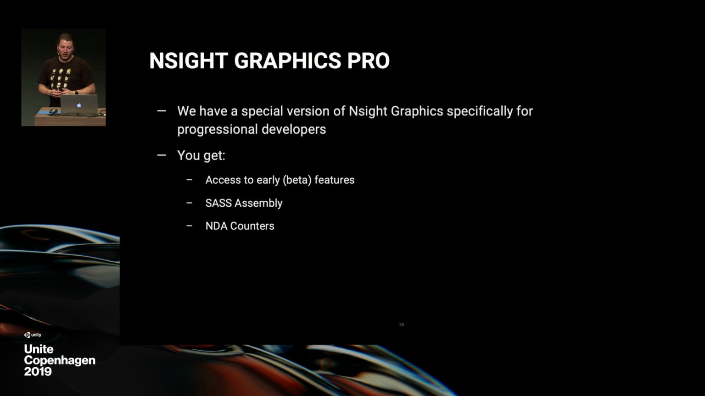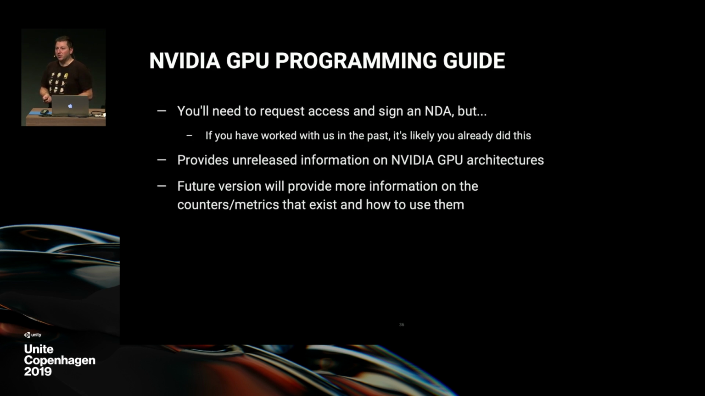SASS assembly, so SASS is effectively shader assembly that's executed directly on a GPU. It's very, very low level. You can actually see how the DXIL or SPIR-V is translated into optimized shader assembly, and the compiler does a lot of optimizations and interesting things. Being able to look at the SASS directly from your shader source code is really critical. You also get NDA counters that we don't normally release. So you'll see counters for hardware units that you didn't know existed because we don't broadcast it.